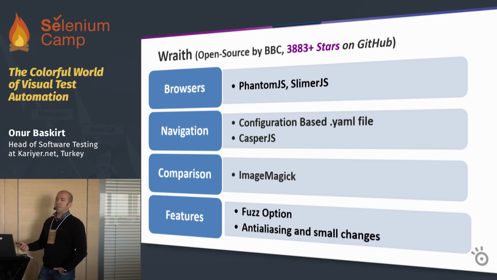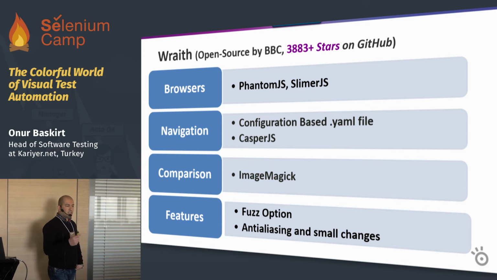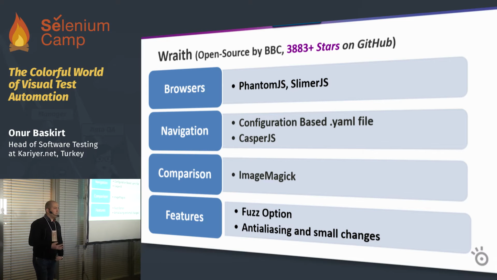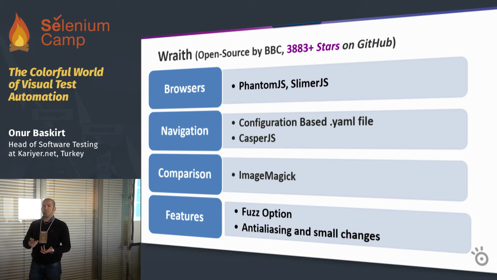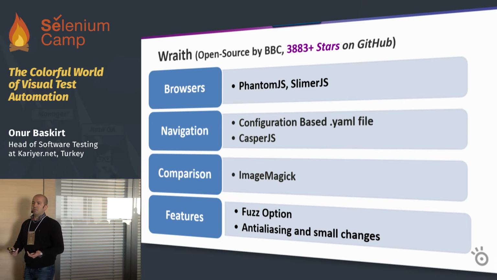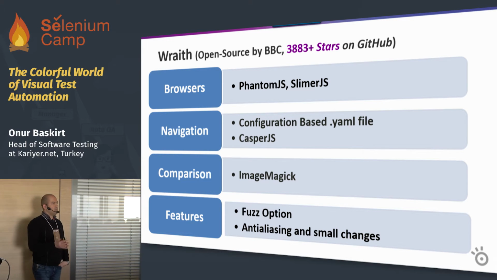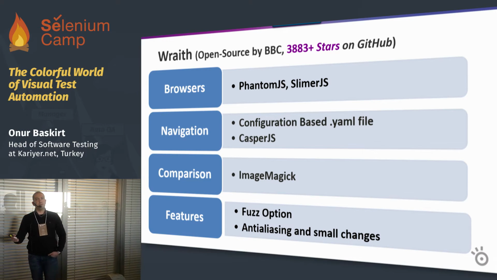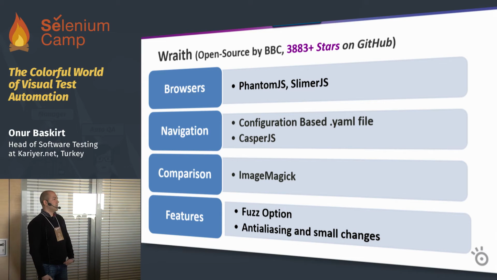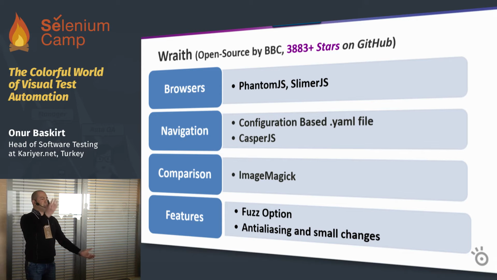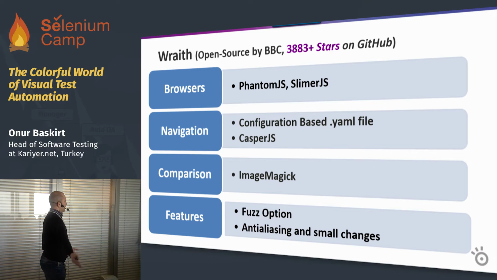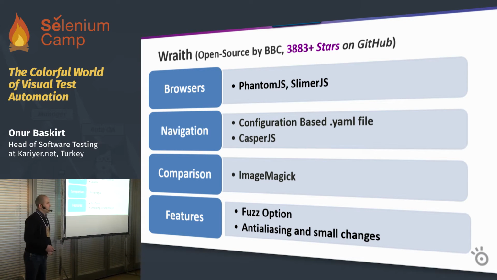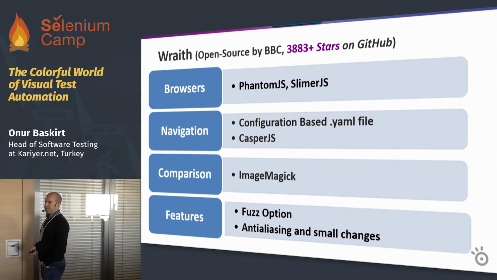Rate is open source by BBC, and it is different from WebDriverCSS and PhantomCSS because you don't need to write any code. You just edit the .yml configuration file. You add your pages and your screen resolutions and that kind of parameters. And after that, you run your test. It generates a gallery.html output. When you click that file, you will see your baselines, actual results, and mismatches. That's all. And also it uses ImageMagick. It has a fuzz option to eliminate anti-aliasing and small changes.